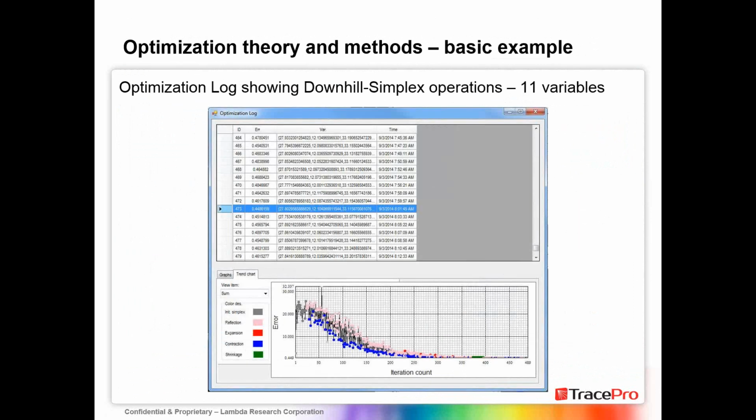So in the optimization log showing the downhill simplex operations, you can keep track of the iteration in the first column, the error function next to it, and all the variables and what they're set to, and of course the time for each iteration. In the trend chart at the bottom, it shows you each operation as a function of color, so you know when the reflection, expansion, contraction, and shrinkage are occurring. And the downhill simplex method should look like a downhill trend where you finally get to a point where you're just looking at very, very small amounts of solution space until you get to the one that you finally want.